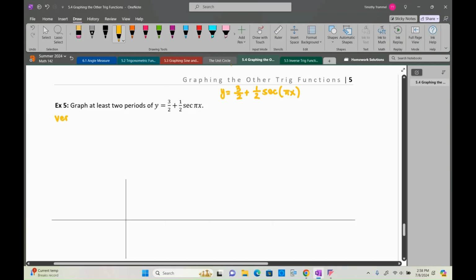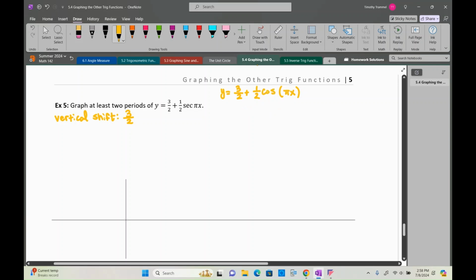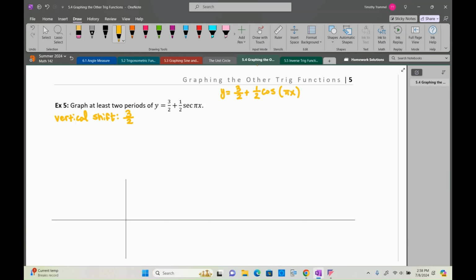Squeeze that in over here. Vertical shift of 3/2. We could also actually write in the amp. I wrote secant. Okay. I meant to write this in as cosine. I want us to think about 3/2 plus 1/2 cosine of pi x. We're going to graph this yellow function first, and then we'll graph secant.